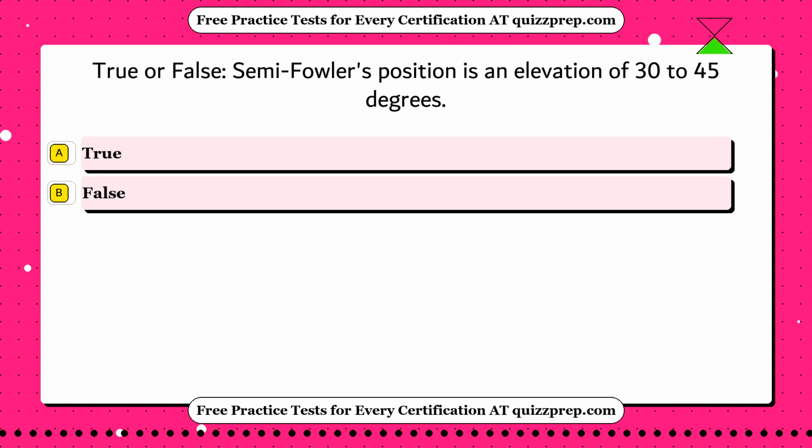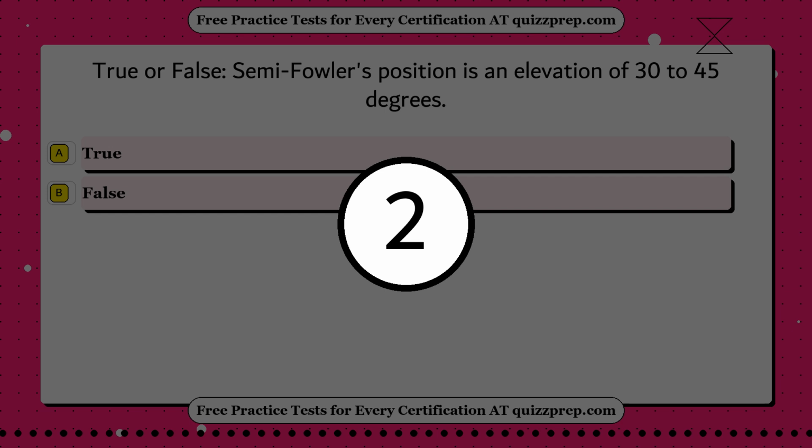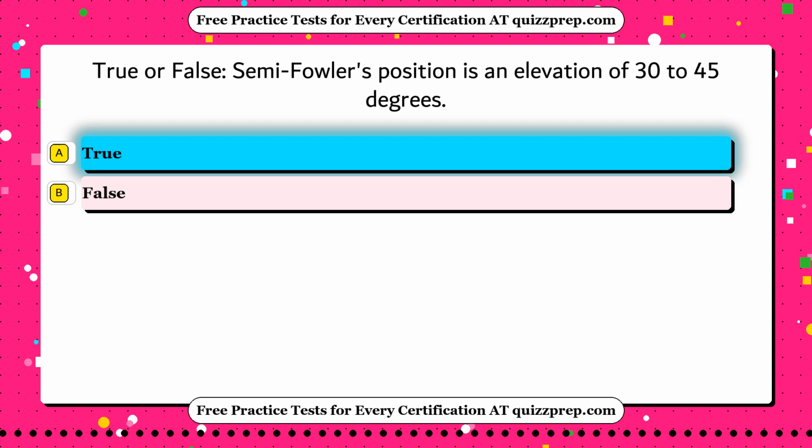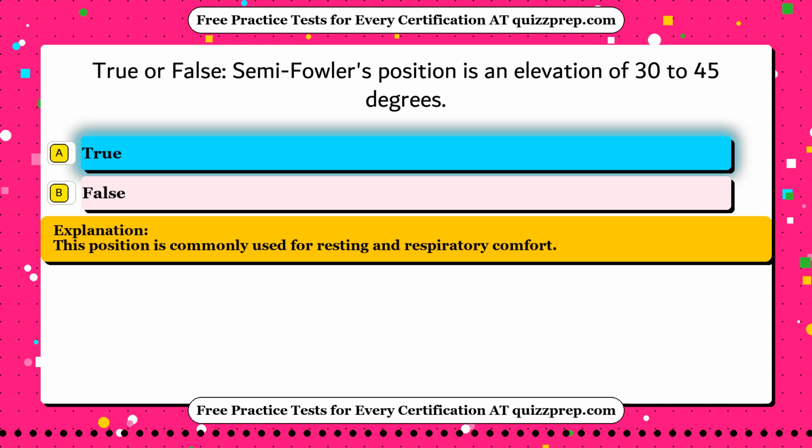Question 150. True or false, semi-Fowler's position is an elevation of 30 to 45 degrees. Option A, true. Option B, false. The correct answer is option A, true. This position is commonly used for resting and respiratory comfort.